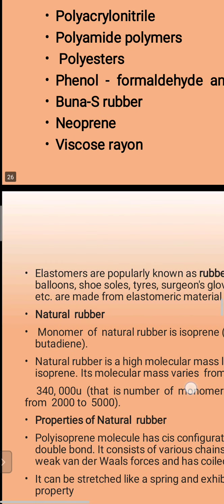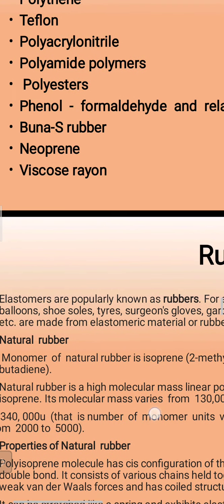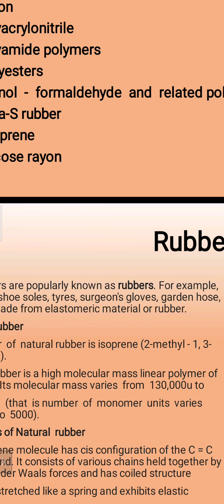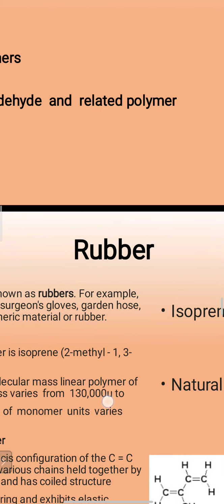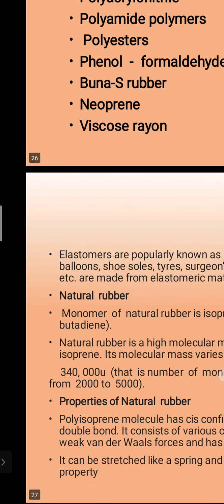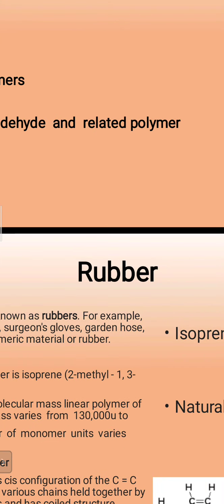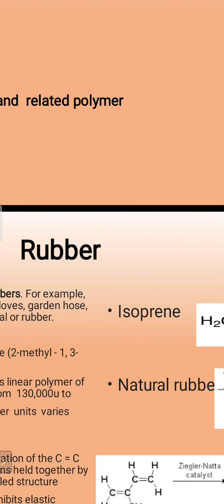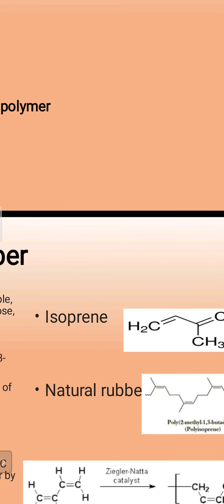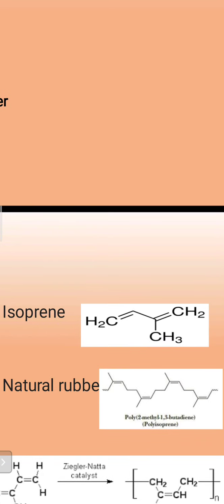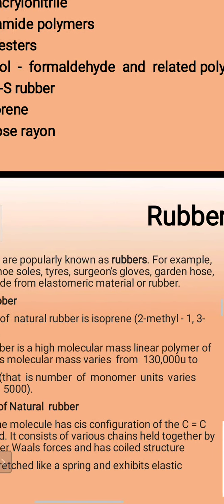For example, balloons, shoe soles, tires, surgeon gloves or surgical gloves, garden hose, pipes, etc. are made from elastomeric material or elastomeric rubber. Example, they said isoprene that can be obtained by CH2 double bond CH, then CH3 double bond CH2. So that is the structure of isoprene.